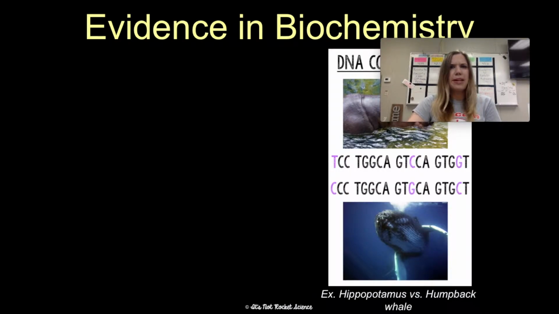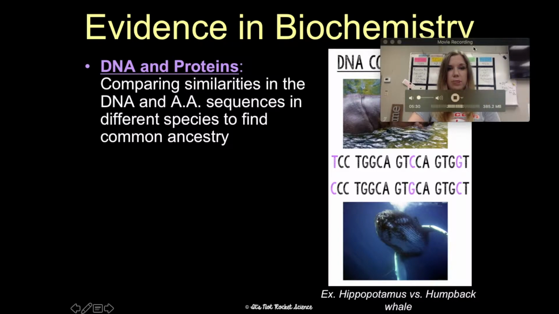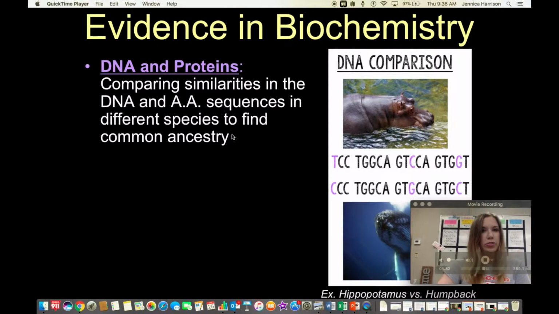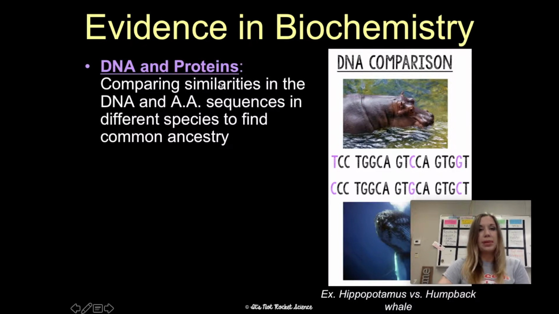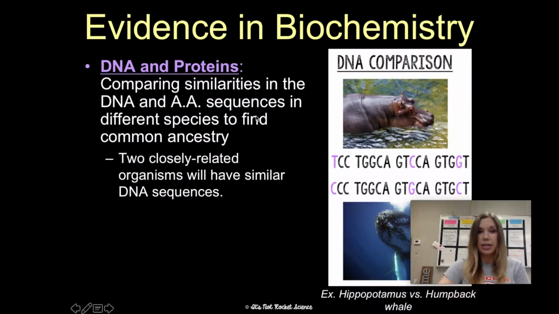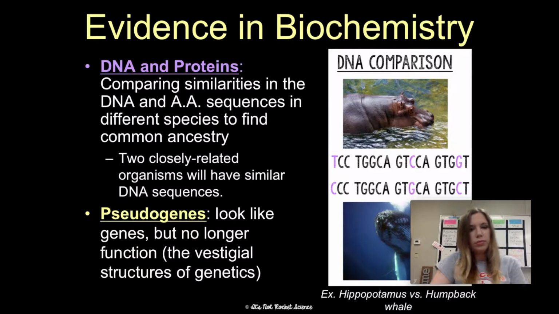Okay, and then I believe this is the last one: evidence in biochemistry, so in DNA and proteins. When we compare similarities in DNA and amino acid sequences in different species, we can find common ancestry. When two closely related organisms have similar DNA sequences, we say that they are more closely related. We can also see this when we look at pseudogenes. Pseudogenes are sections of DNA that look like genes but no longer function. They're essentially the vestigial structures of genetics.